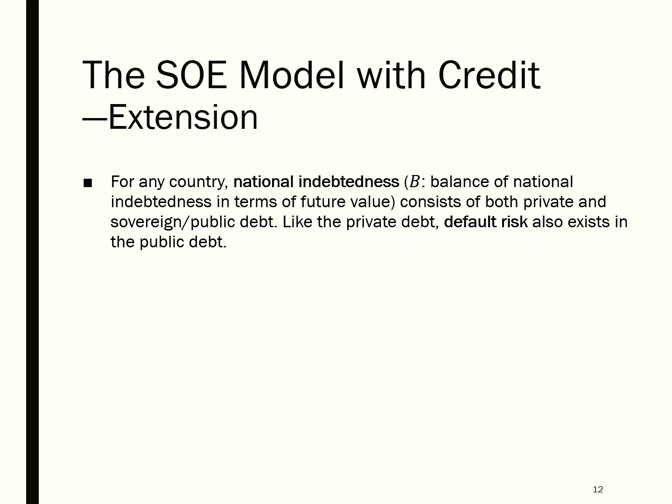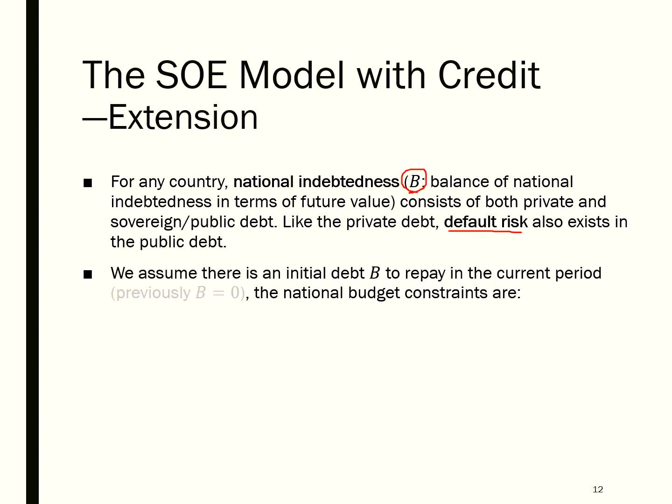Now let's talk about a simple extension of the small open economy model with credit. Let's denote B as the balance of national indebtedness in terms of future value. The national indebtedness consists of both private and public debt. Like private debts, default risk also exists in the public debt. Let's assume there is an initial debt, B, to be repaid in the current period for a country. Note that in the previous baseline small open economy model, this B is equal to 0.